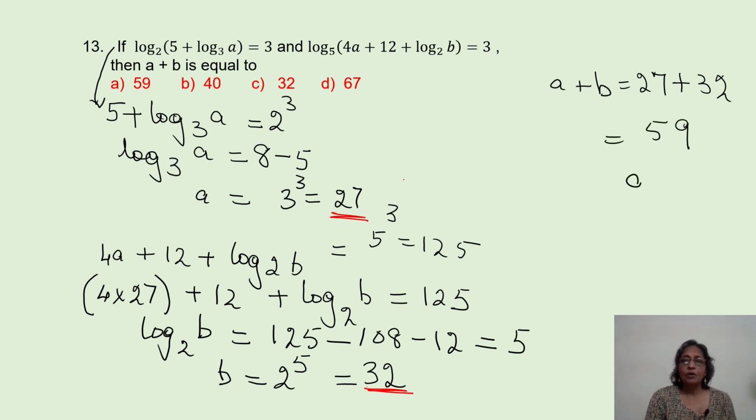So our correct option is A. Just go through the sum again. From our first part, we got the value of a. Second part, we got the value of b. And in both the cases, we have used conversion of logs to index numbers. Find the values of a and b separately, add them to get your value of a plus b.